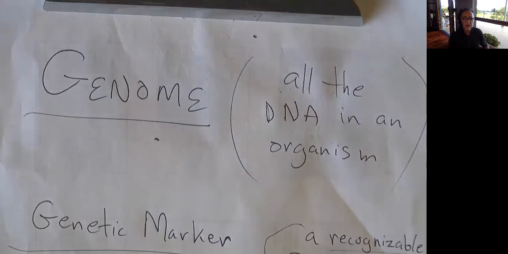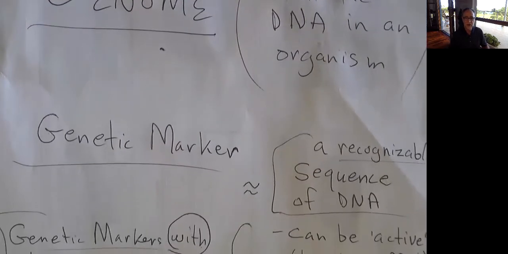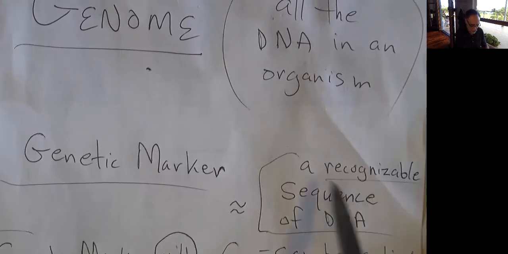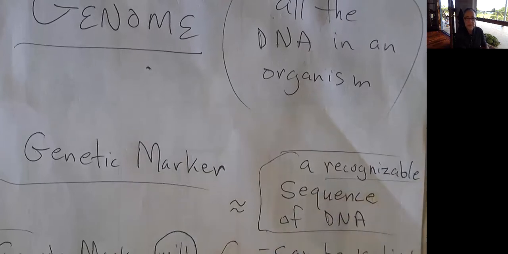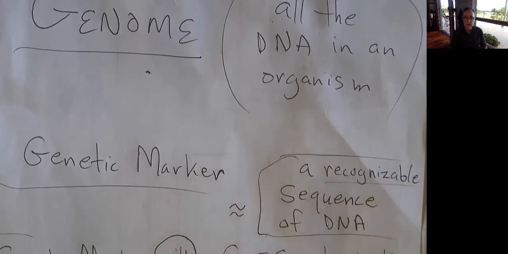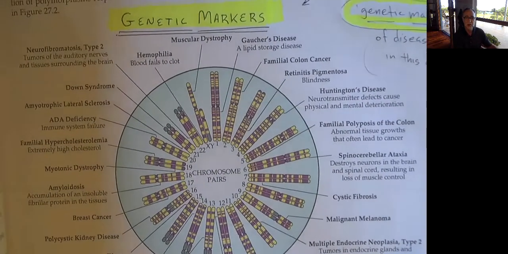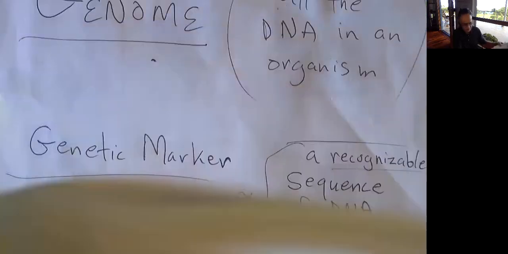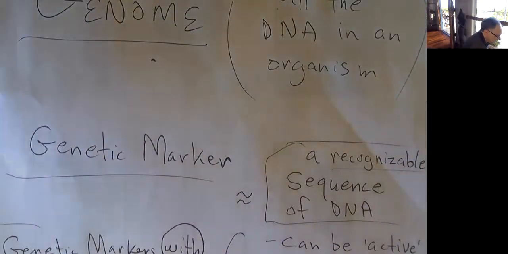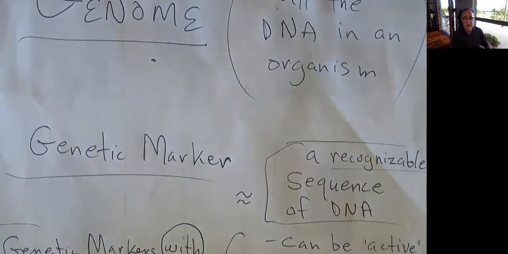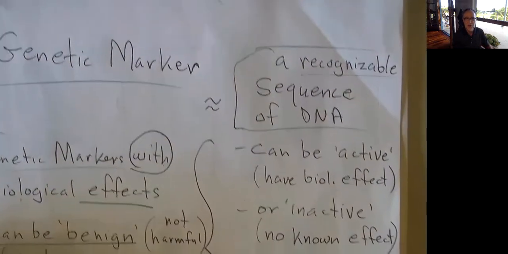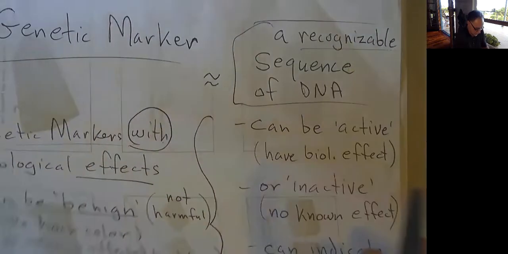And I want to talk today especially about genetic markers. So essentially it's a recognizable sequence of DNA. And you can look on Wikipedia, and we'll take a look at that and look in the book. And in particular, I want to spend some time on this diagram of markers of disease. We'll come back to that. But basically, I'm going to go over a couple of basic ideas about the markers. So to start out with, I'll just mask some of this here so you don't have to look at all of it at once.